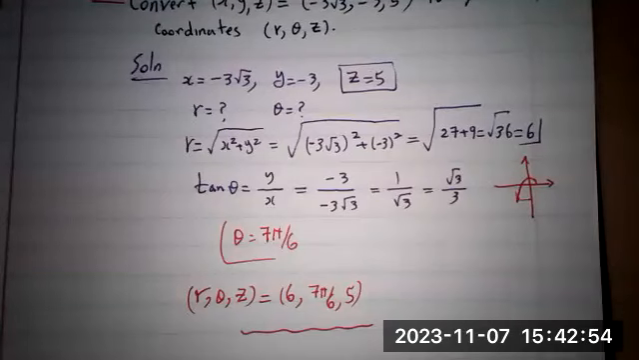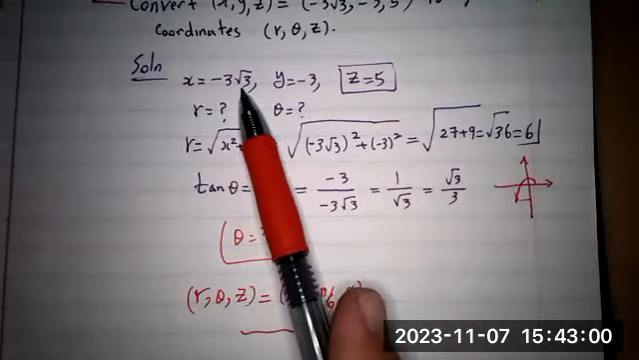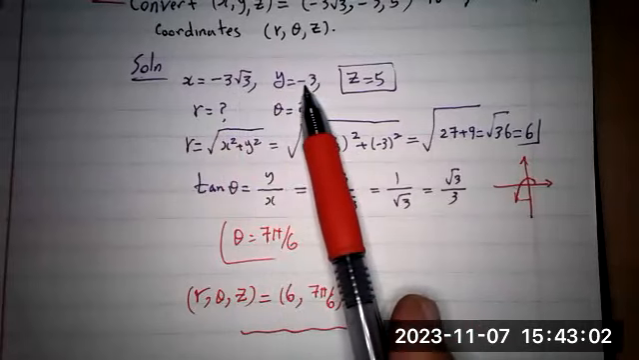Hi, I'm sorry, I have a question. How did you get to 7 pi over 6? You see, you check the data, where is the position of your point? You see the point X is negative radical 3 over 2 and the Y is negative 3.